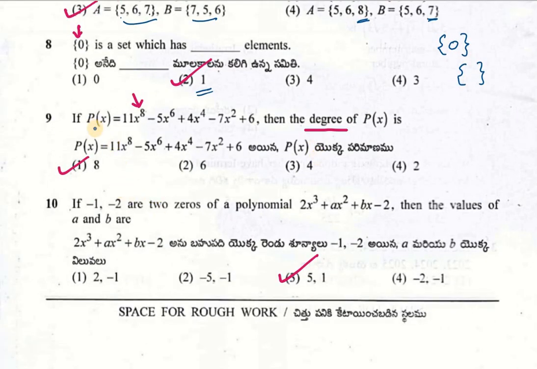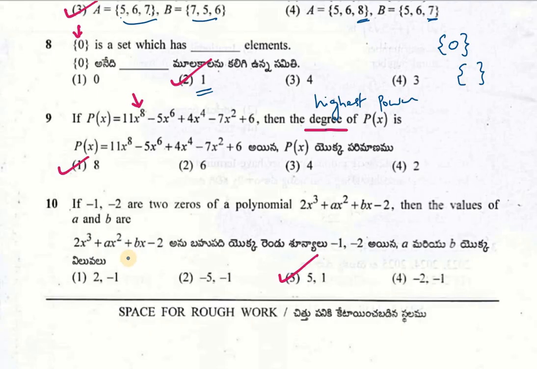Then the ninth question. A polynomial is given here, p of x is equal to 11x power 8 minus 5x power 6 and so on. Then the degree of p of x, what is degree? Highest power. Remember, whatever polynomial is given to you, you have to write the highest power of the polynomial. That is nothing but the degree of the polynomial. Here 8 is the highest power, so option 1 is the correct one.